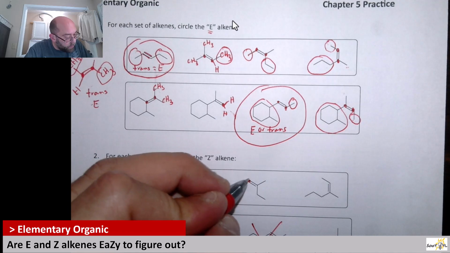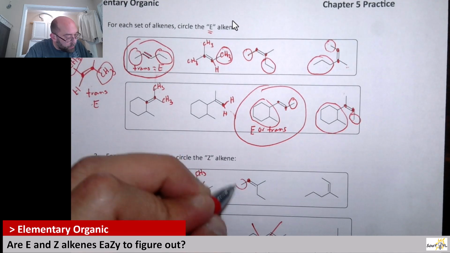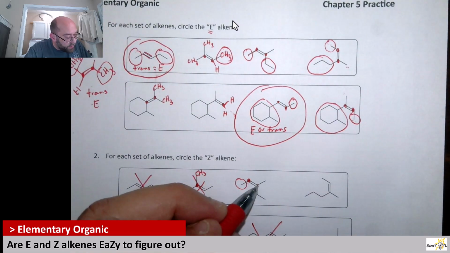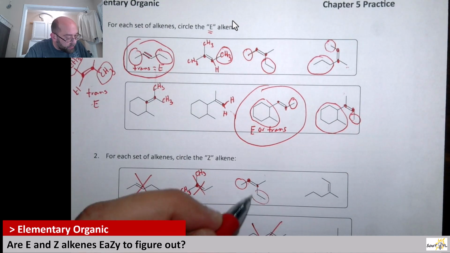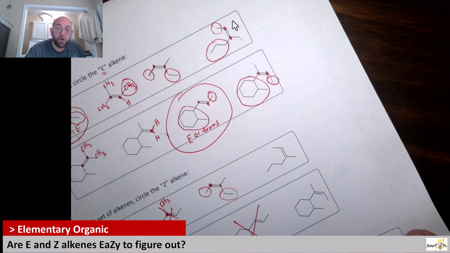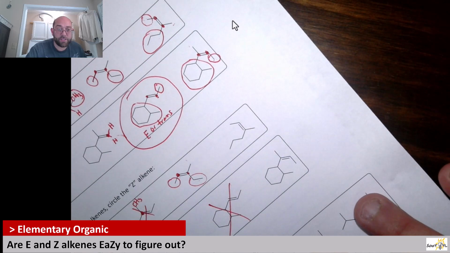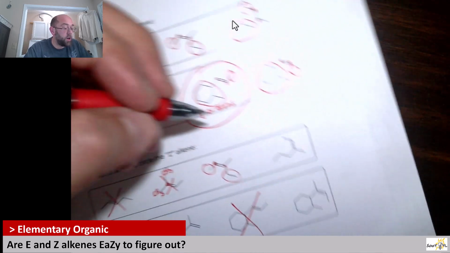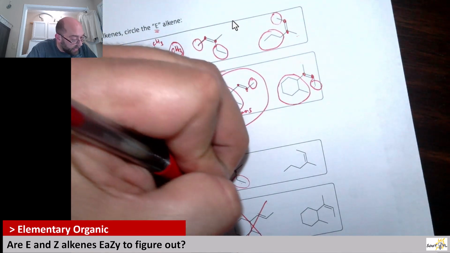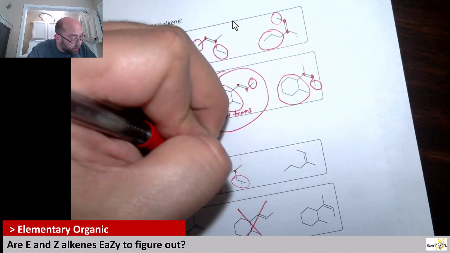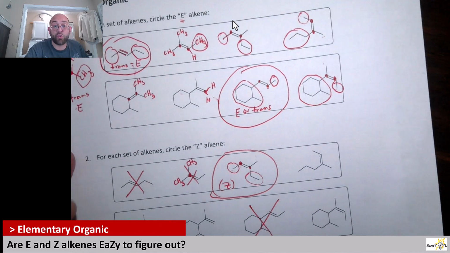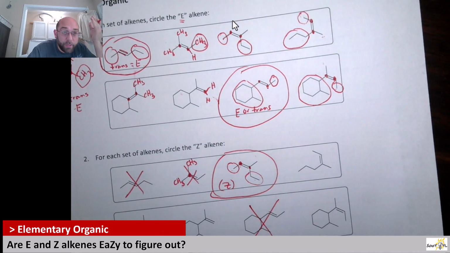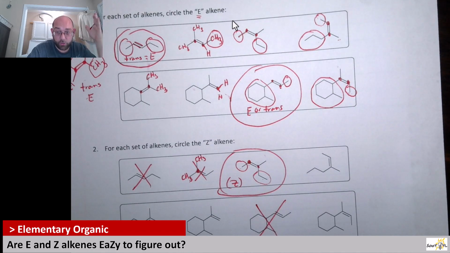Here, on that carbon, the higher priority group's the methyl. Here on this carbon, it's an ethyl versus a methyl, so it's an ethyl. And if I turn it that way just a little bit, they're both on the bottom of the double bond. So because of that, they are on the same side. So this would be a Z. I wouldn't label this one as cis because it's tri-substituted. I can only use cis when it's di-substituted. So this is a Z, so I can circle it.